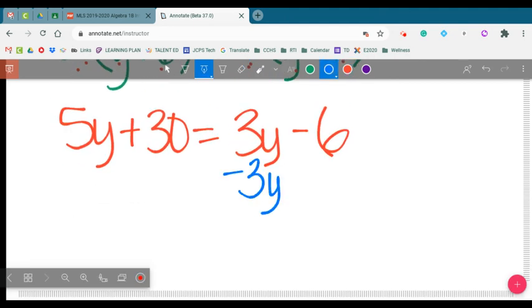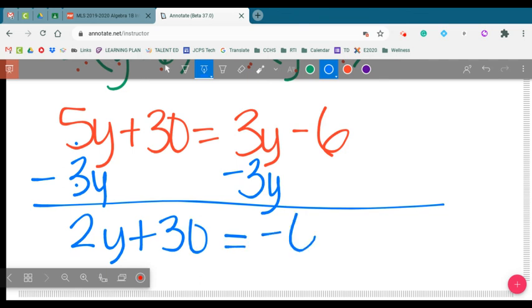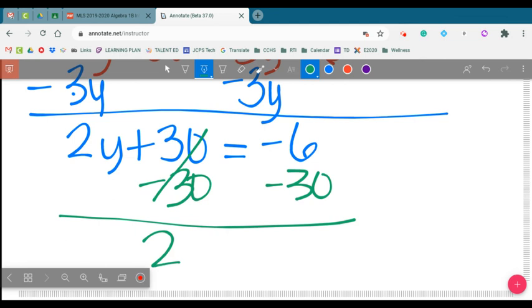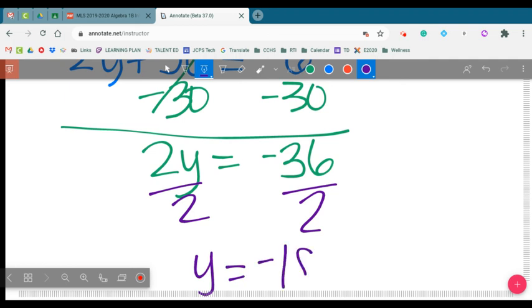Next, you're going to move your variable. 5 minus 3 is 2y plus 30 equals negative 6. You're going to subtract 30. You have negative 6 and negative 30. Add them and keep your signs. You're going to get negative 36. And then your last step is to divide by 2. So you're going to get y equals negative 18.